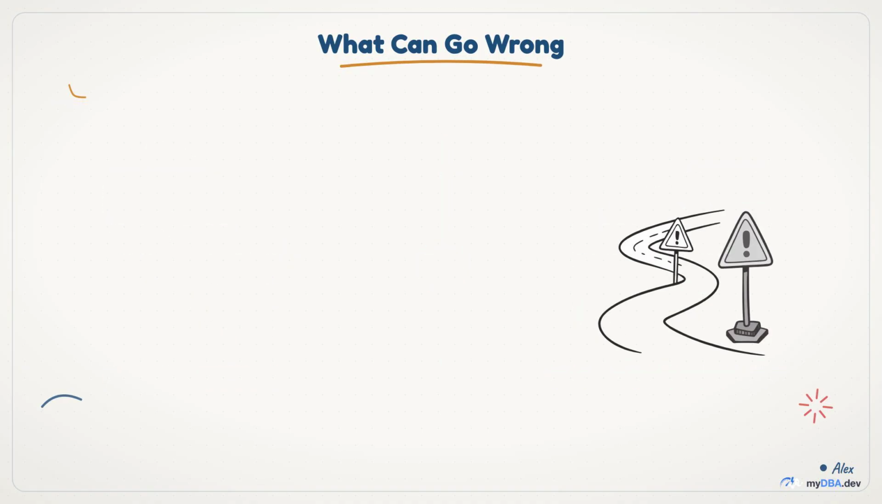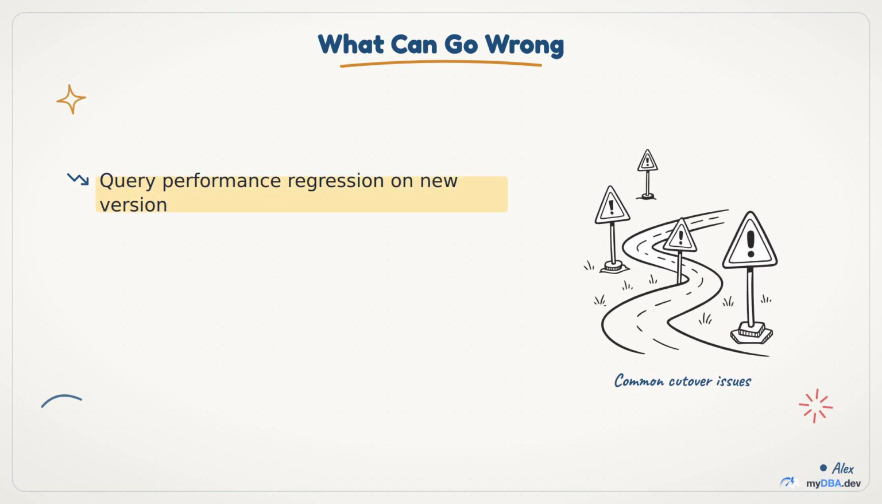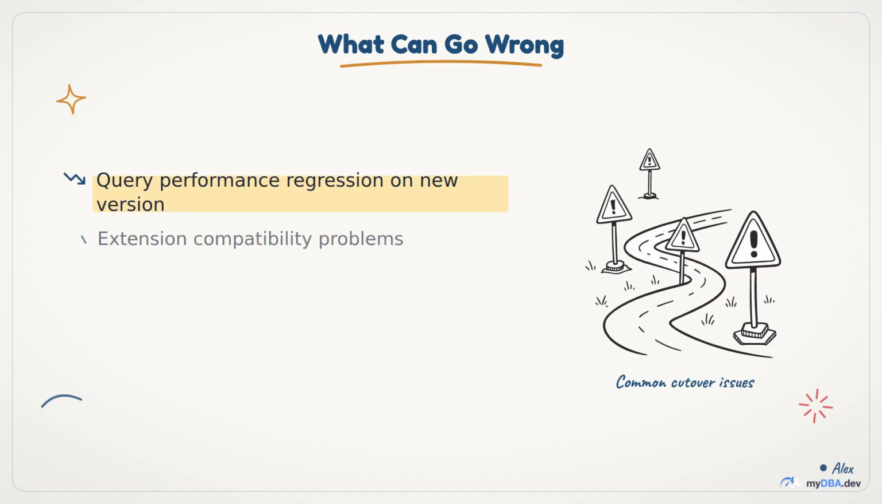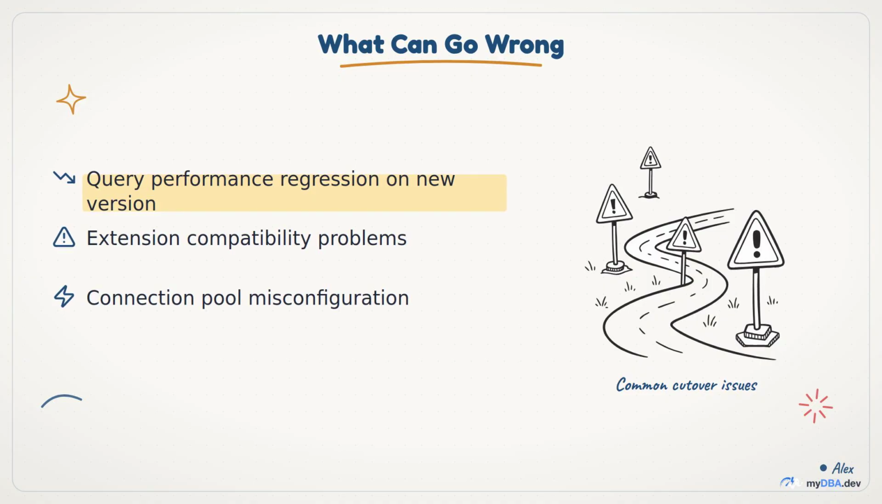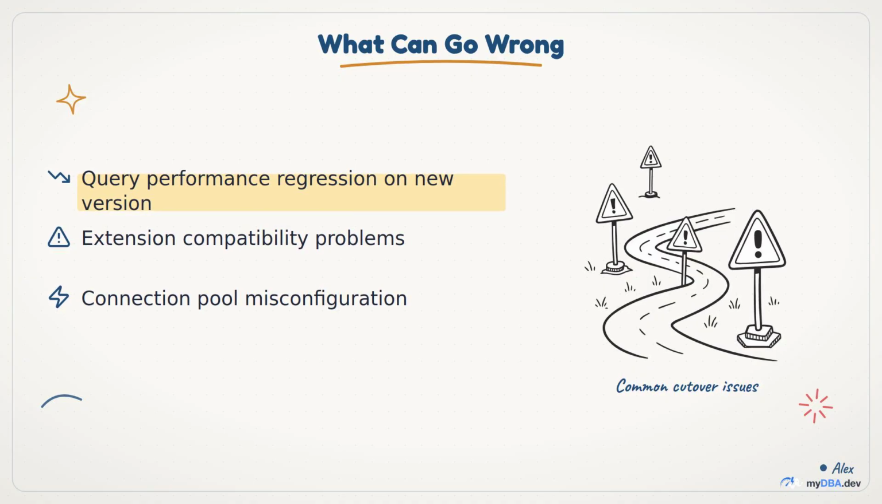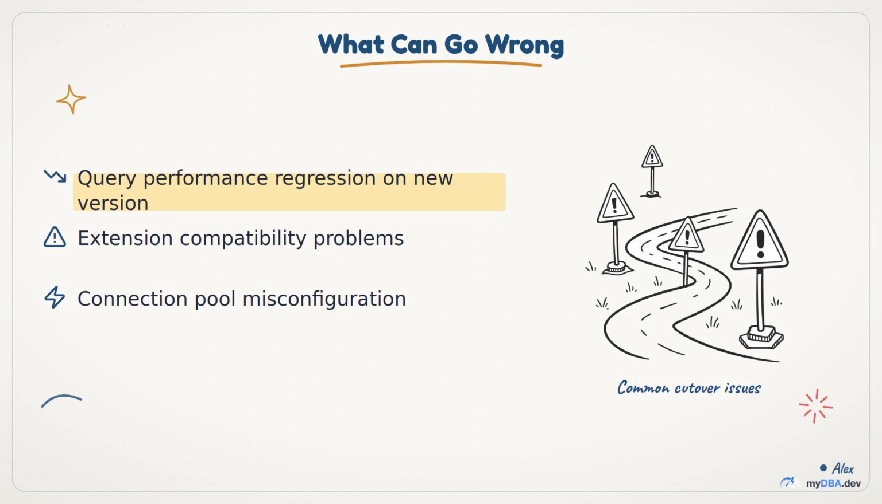The most common issue is query performance regression. The new Postgres version might choose different plans, and a query that was fast on version 12 could be slow on 15. That's why you test critical queries during validation.